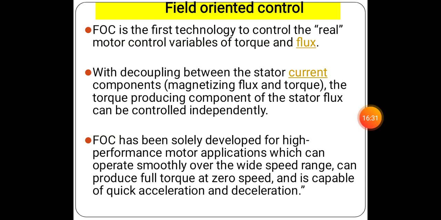The field oriented control is the first technology to control the real motor control variables of torque and flux, with decoupling between the stator current components, and the torque producing component of the stator flux can be controlled separately. The field oriented control method has been developed for high performance motor applications, which can operate smoothly over a wide speed range, can produce full torque at zero speed, and is capable of quick acceleration and deceleration. So these are the advantages of the field oriented control method.